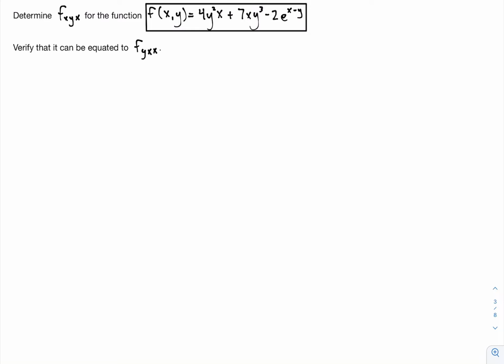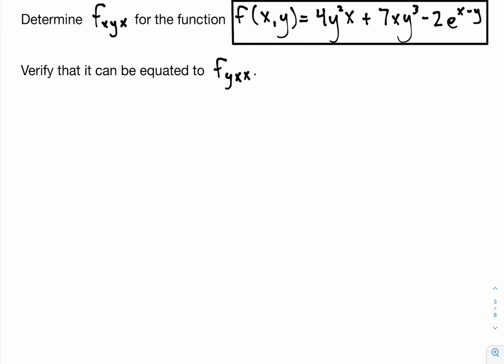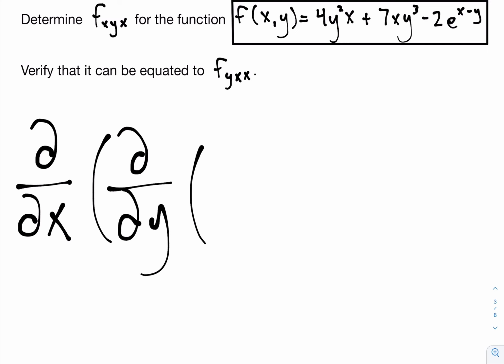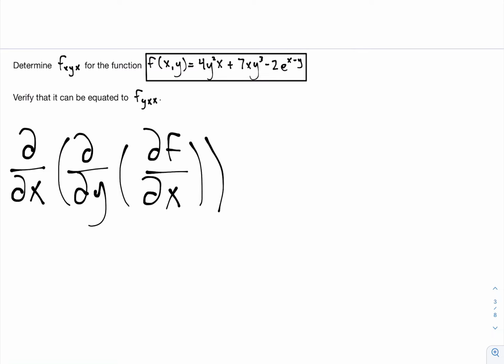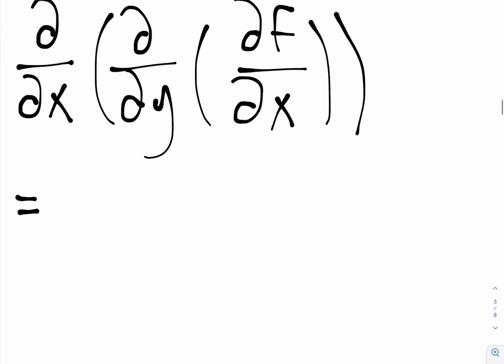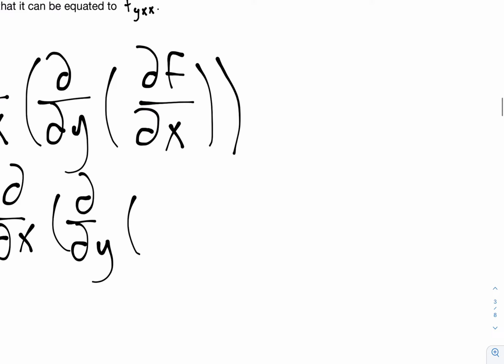Okay, so f sub xyx. That means the first thing we're doing is taking the partial derivative with respect to x of the partial derivative with respect to y of the partial derivative of f with respect to x. Let's just do this one step at a time. So this is going to equal, we keep the first two terms the same. Now let's find df by dx.